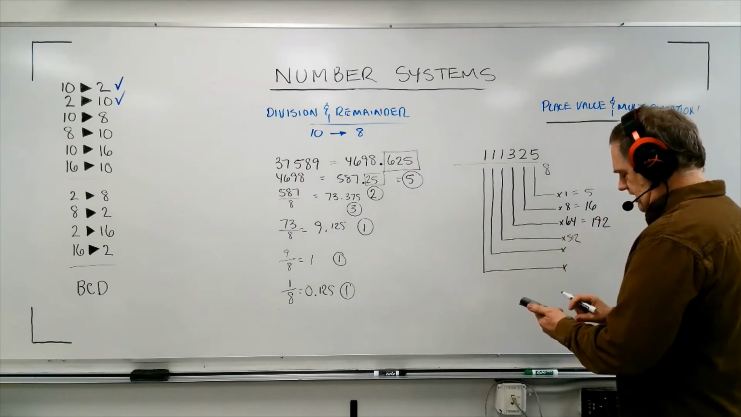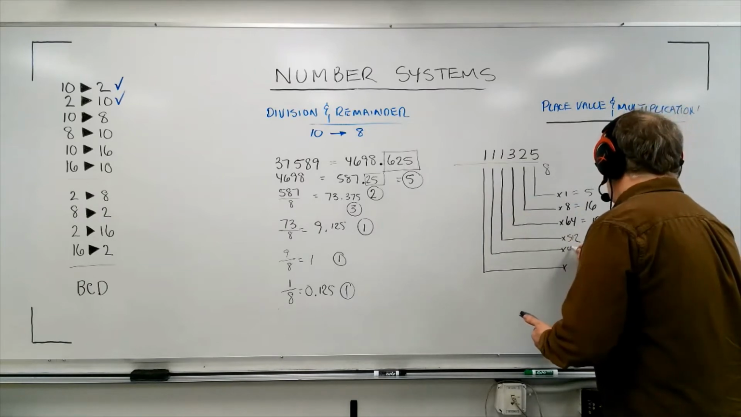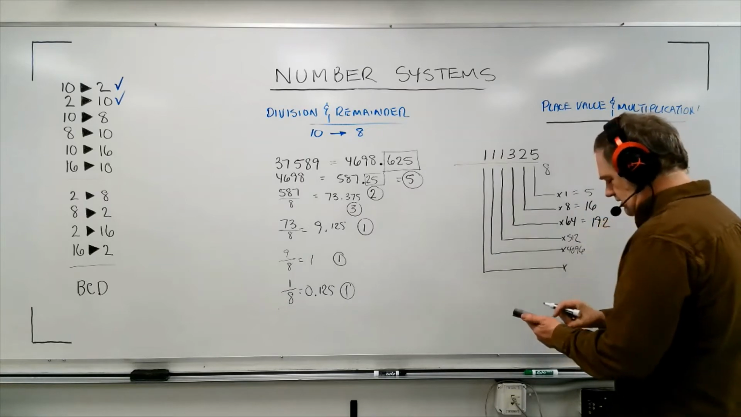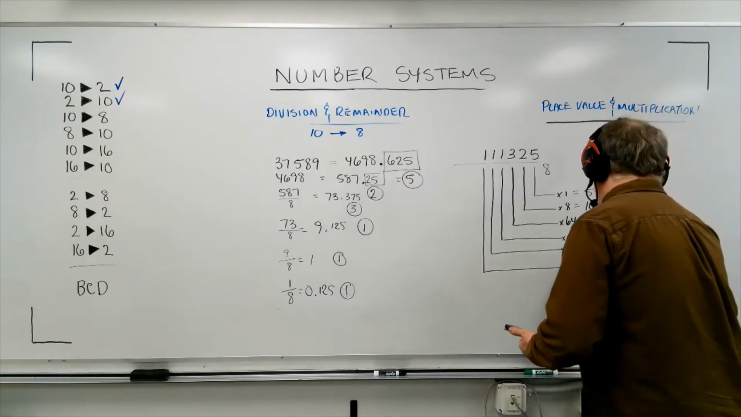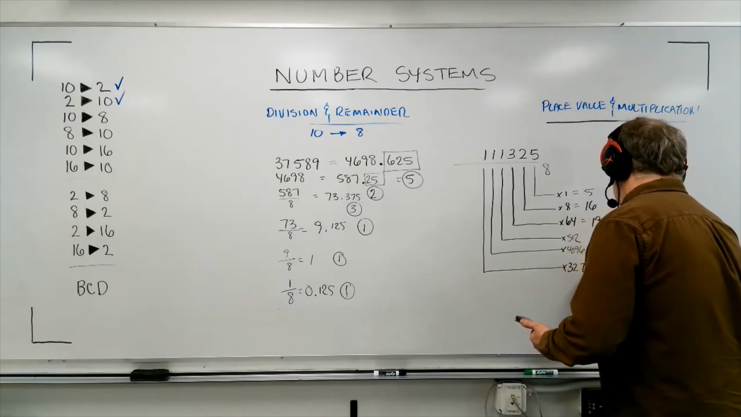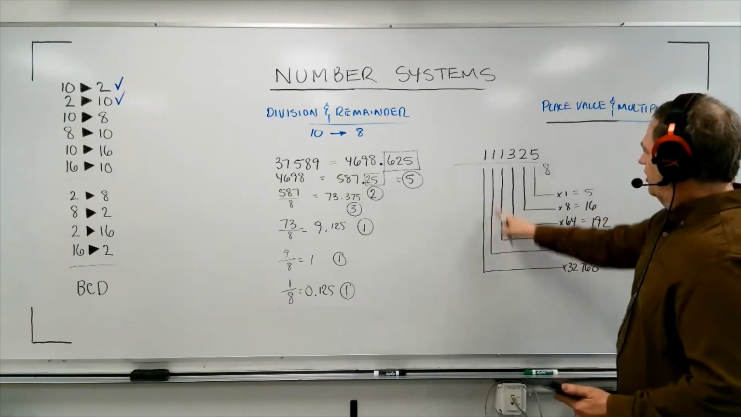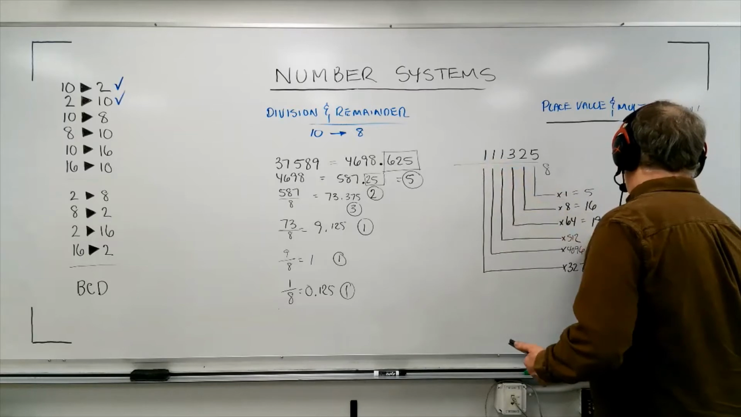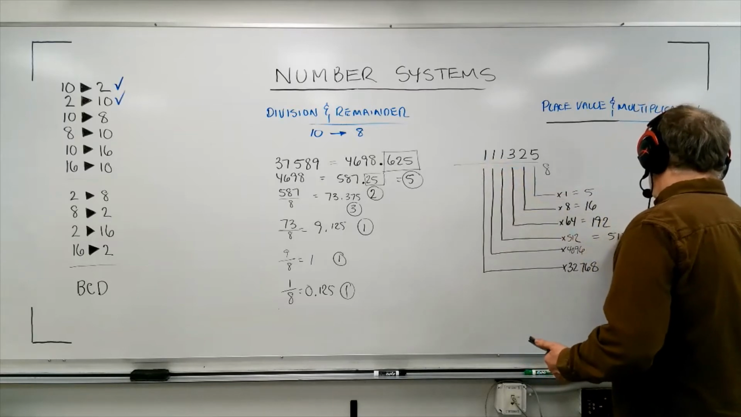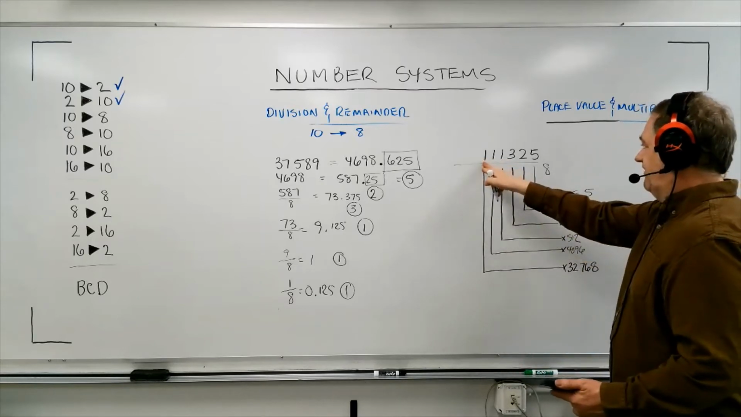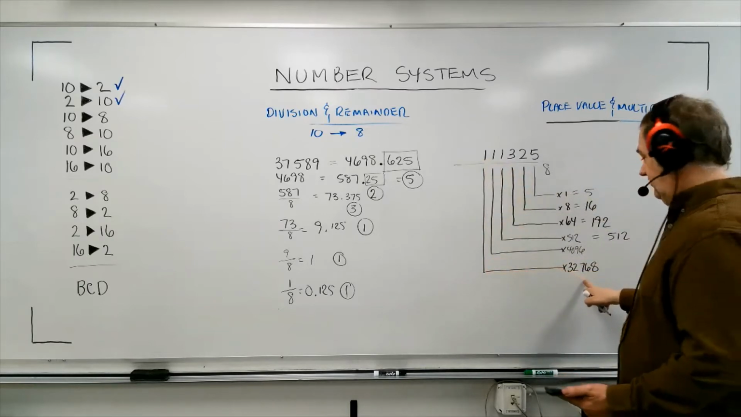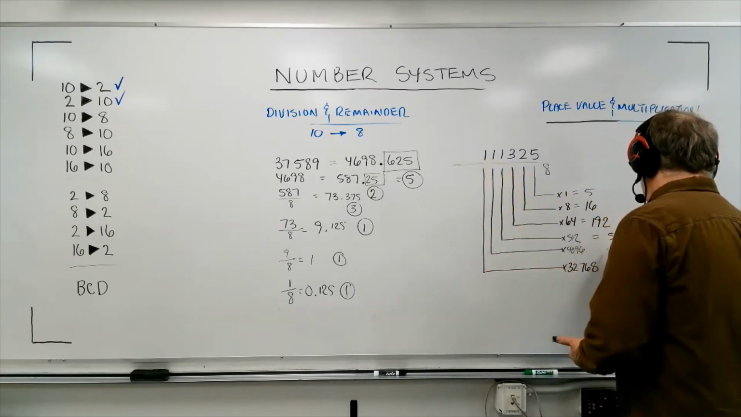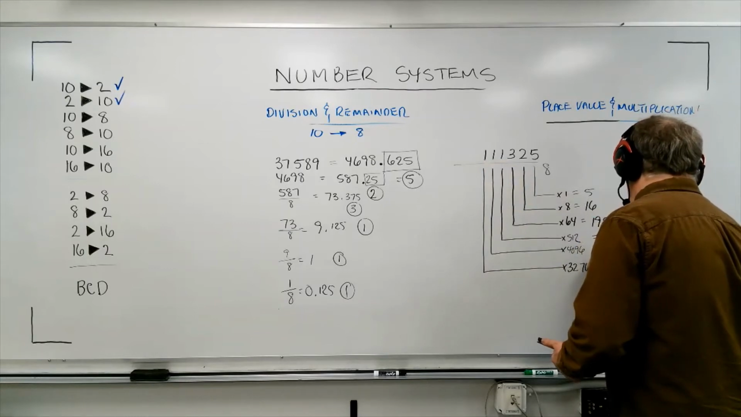Times 8 equals 4096. Times 8 equals 32,768. Now, seeing as these were all times 1, I can just add these up directly. But for instance, if that was a 5, that would be 5 times 32,768. So you can see that it would become pretty significant to have that number in there, right?